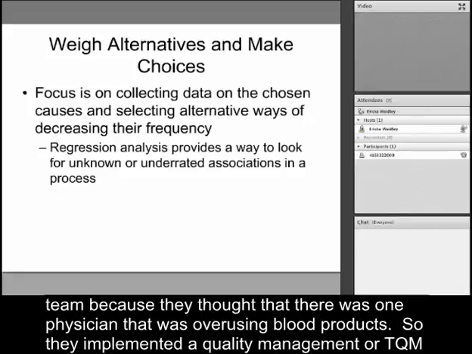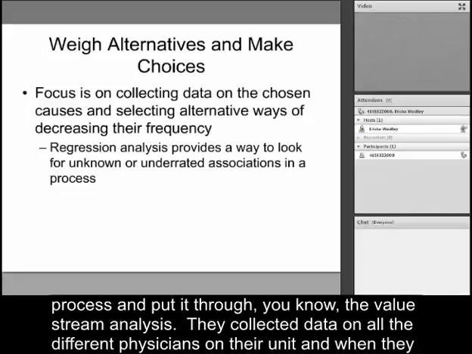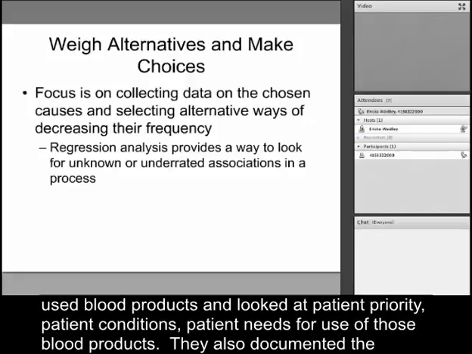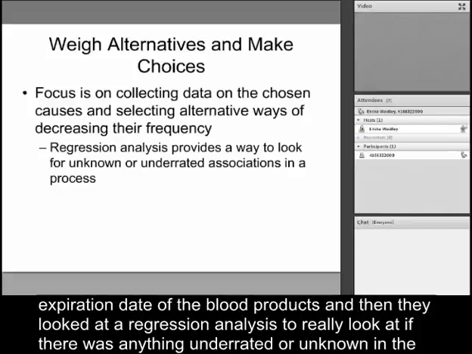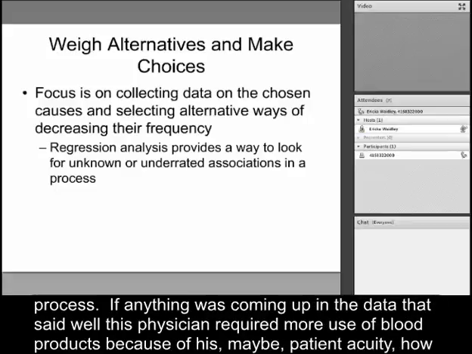So they implemented a quality management or TQM process and put it through the value stream analysis. They collected data on all the different physicians on their unit and when they used blood products, and looked at patient priority, patient conditions, patient needs for use of those blood products. They also documented the expiration date of the blood products. And then they looked at a regression analysis to really look at if there was anything underrated or unknown in the process.